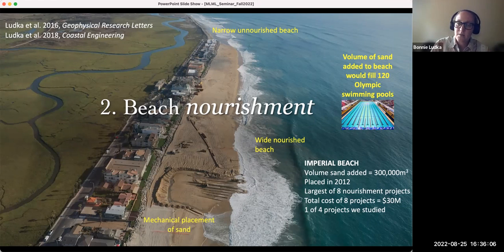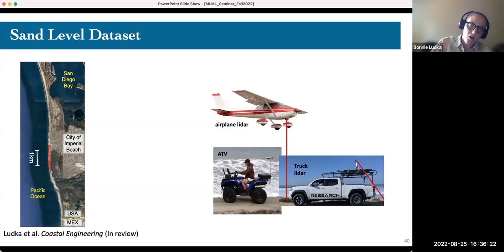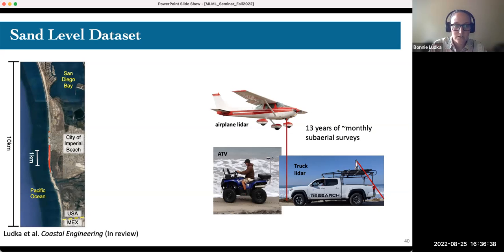But today I'll just be talking more in depth about what we saw happening at Imperial Beach, which was, again, the largest nourishment of all of the ones that we studied. Okay, so for the work that I'm about to show you, the sand level data set that I used was all subaerial data. So we're just looking at the subaerial beach for this analysis, and we used truck LiDAR, airplane LiDAR, and ATV LiDAR. And we used 13 years of, in this case, monthly subaerial surveys. And we are looking now at a 10-kilometer stretch of beach surrounding Imperial Beach.